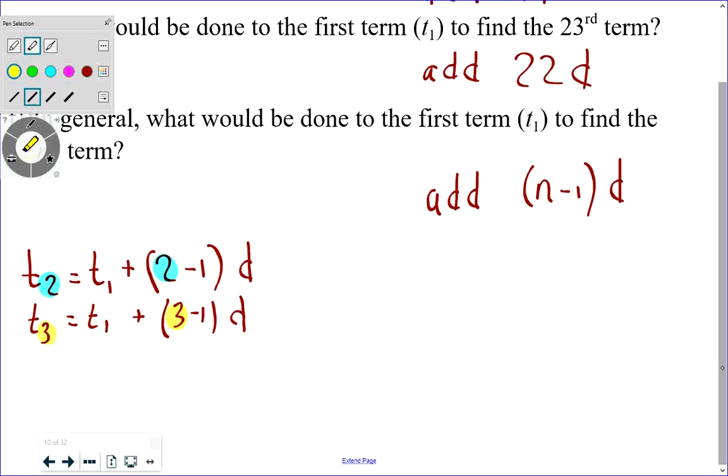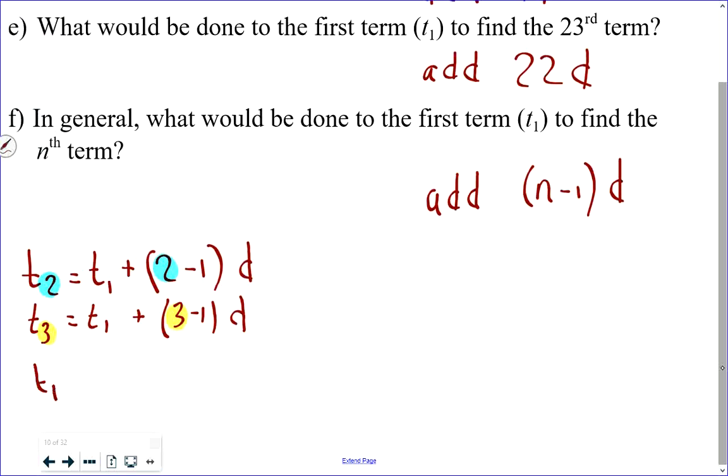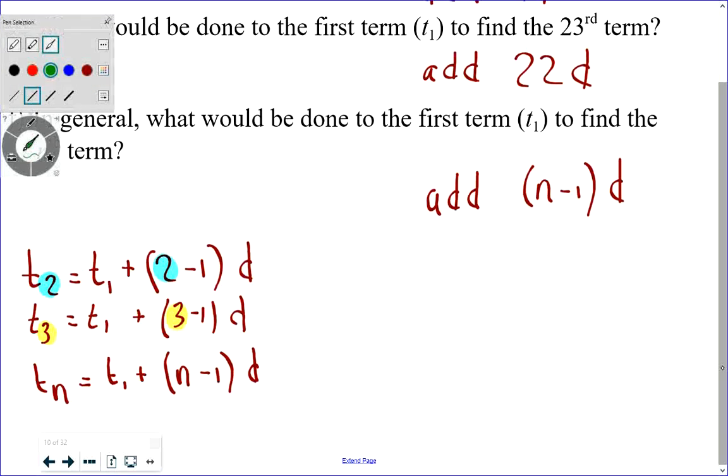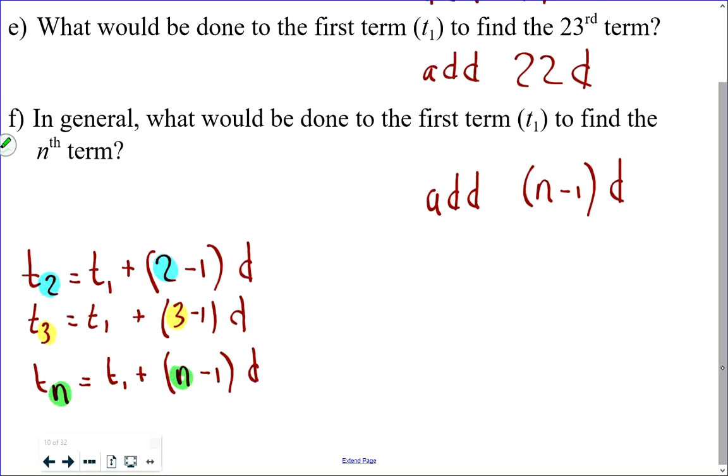And if that's the case, then Tn is the first term plus n minus 1 common differences. It doesn't matter what n is. If n is 12, you're finding the 12th term and you're adding 11 common differences because 12 minus 1 is 11. If n is 1,000,000, you're finding the millionth term.